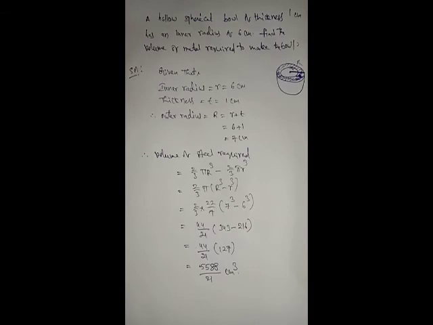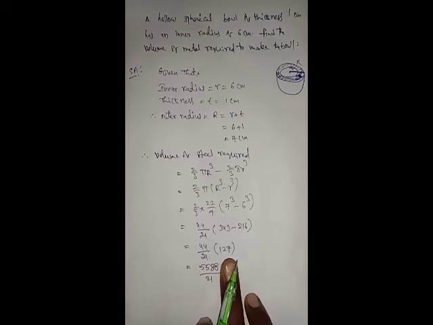So the total volume of metal required to make this type of bowl is, children, 5588 by 21 centimeter cube. If you want, you can convert the value into decimals, otherwise leave it. Understood? This is also one of the examples for applications of volume and surface areas. Next we will see one more problem.